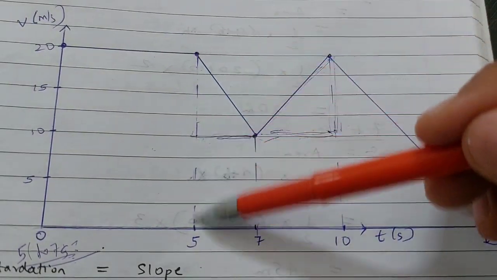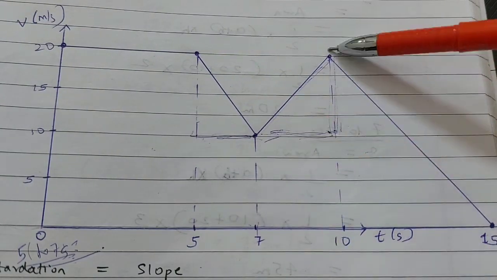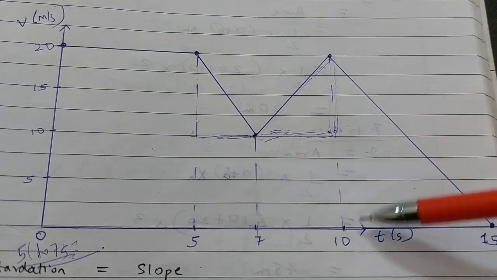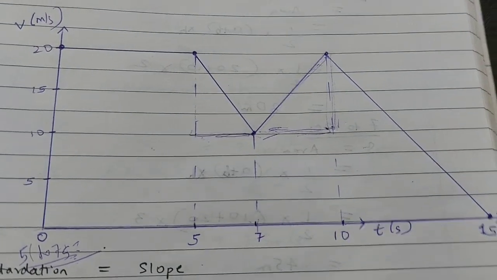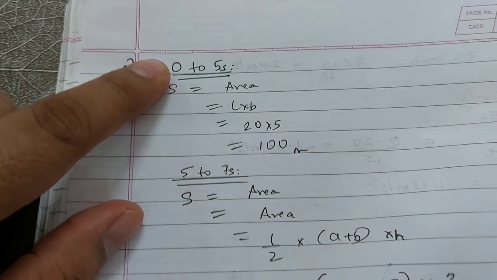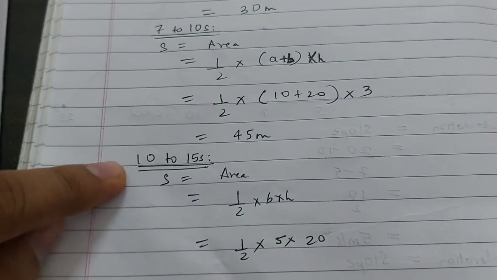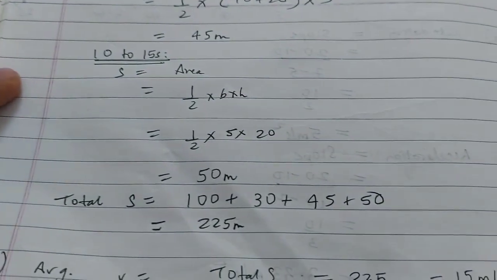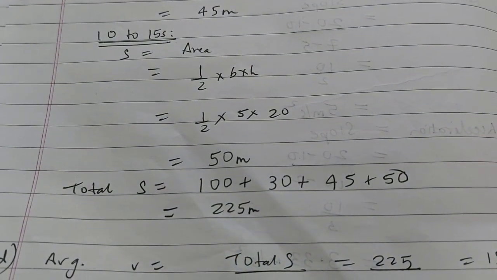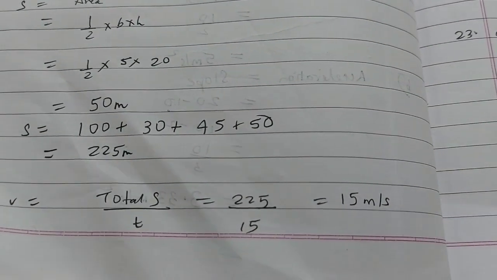Parallel sides, this is 20 and this is 10 and the height is 2, by the way. And for this trapezium, again the parallel sides are 10 and 20 and the height is 3. And for the triangle, it's half into base into height. So using these formulae, I found the respective areas and give the headings. First 5 seconds, then 2 seconds, then 3 seconds, then 5 seconds, last 5 seconds. And then total distance, add all the 4 areas and you get the answer 225 meters. And the average velocity is total displacement upon total time, which comes out to be 15 meters per second.